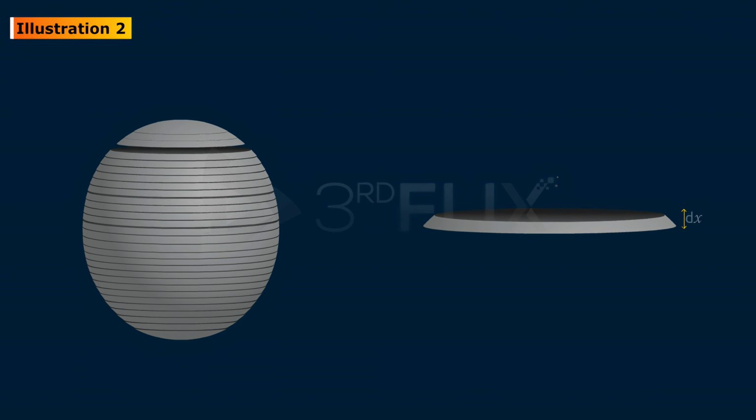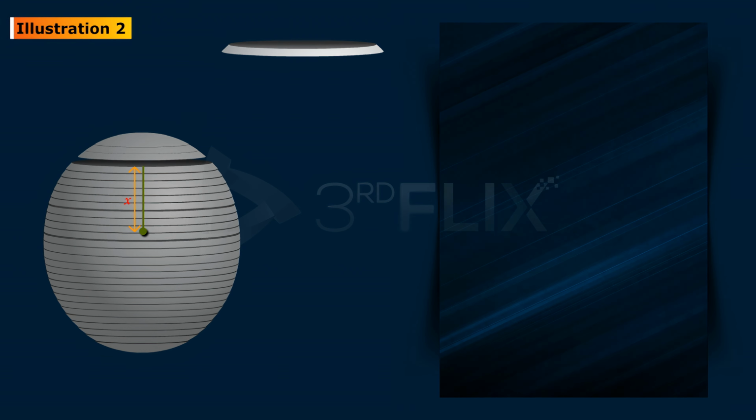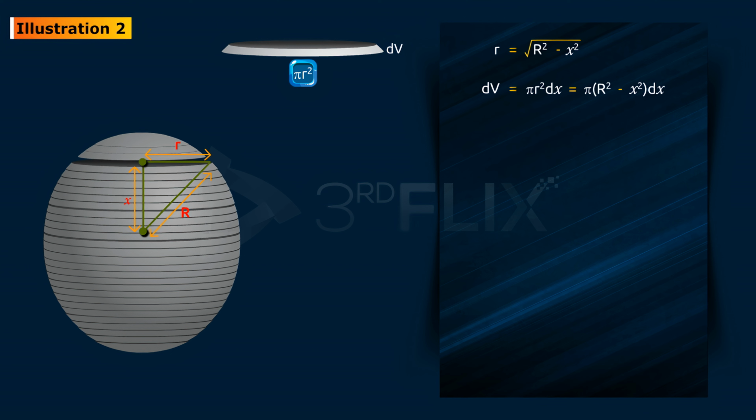Consider a disk of thickness dx kept at a height x from the center of the sphere. The radius of this disk is √(r² - x²). The volume of this disk comes out to be dV equals the surface area of the disk multiplied by its thickness. Thus, dV = π(r² - x²) dx.